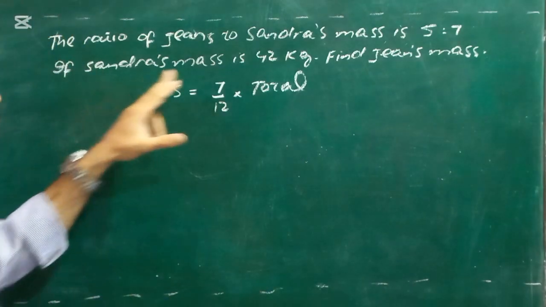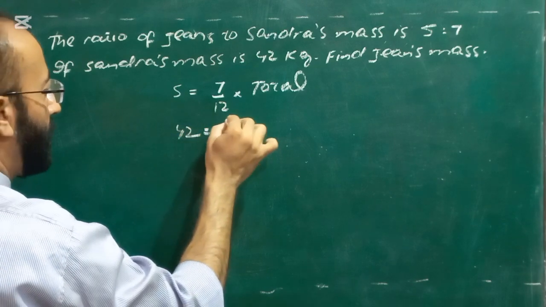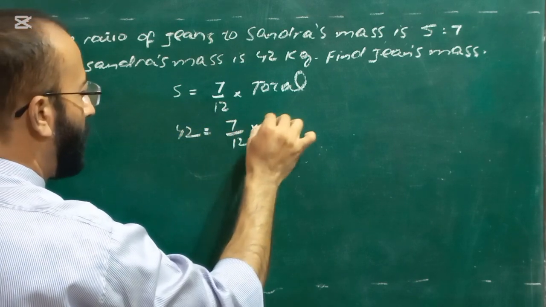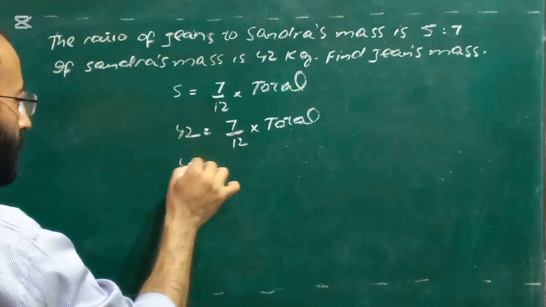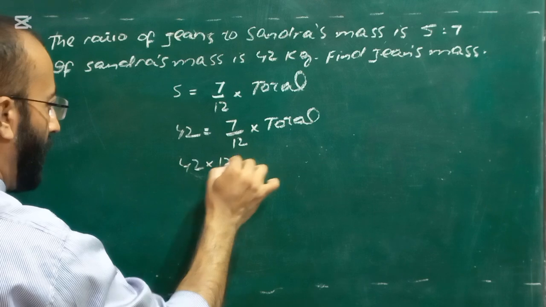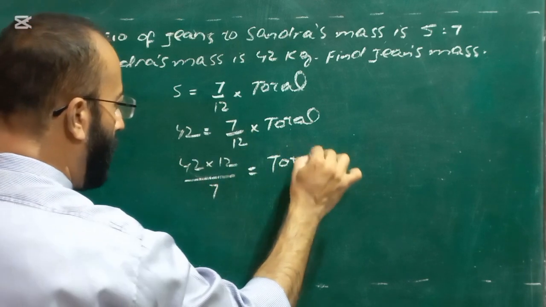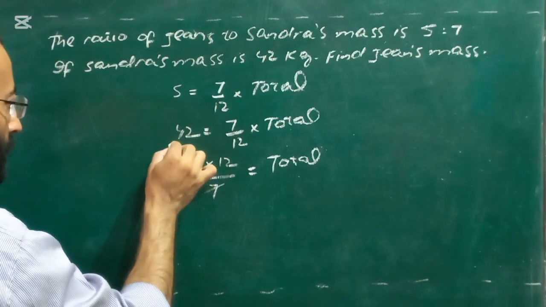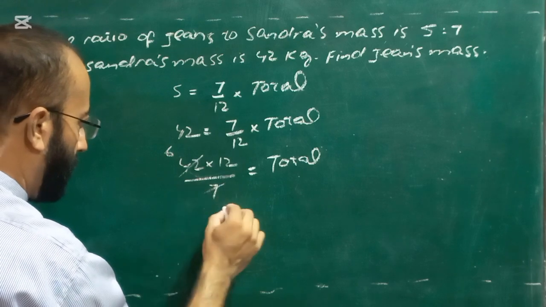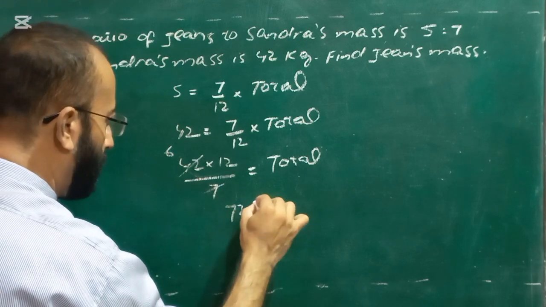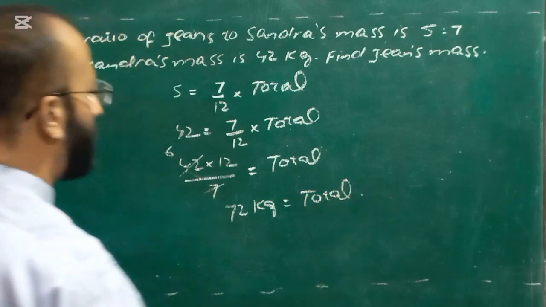Now look, Sandra's mass is given, that is 42. So we will put 42 here, equals 7 by 12 multiplied by total, which will remain as it is. So now this 12 will come to the left side, and this 7 will come in the denominator. That will be equal to the total. 7 6s are 42 and 12 6s are 72. So this is the total mass of the two persons.